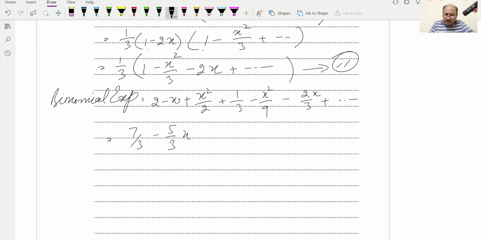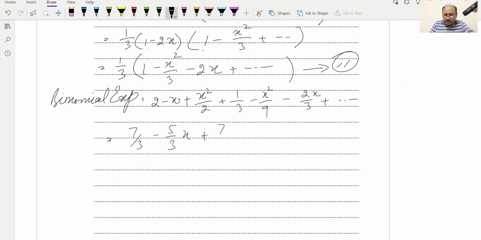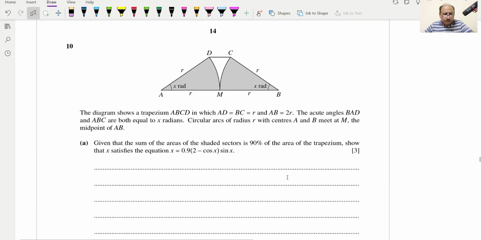Adding like terms, then x squared is this one and this one, 2 terms. So 1 by 2 minus 1 by 9. 1 over 2 minus 1 over 9 is equal to 7 over 18. And this will be times x squared, and this is the binomial expansion which we have done.